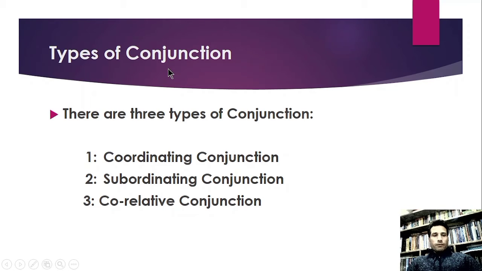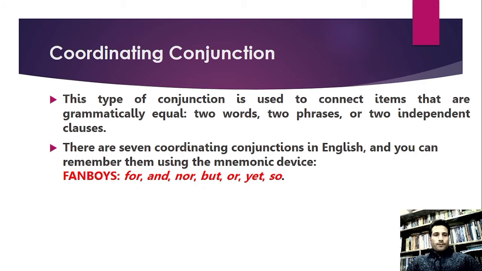We have some types of conjunction. There are three basic types. The first one is coordinating conjunction, second is subordinating conjunction, and the third one is correlative conjunction. Now we'll discuss them one by one.